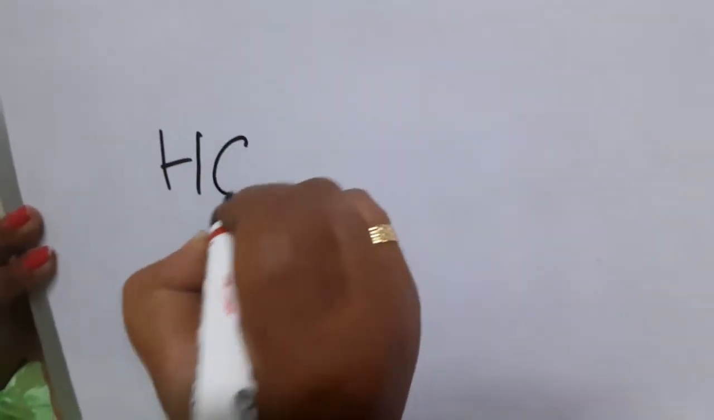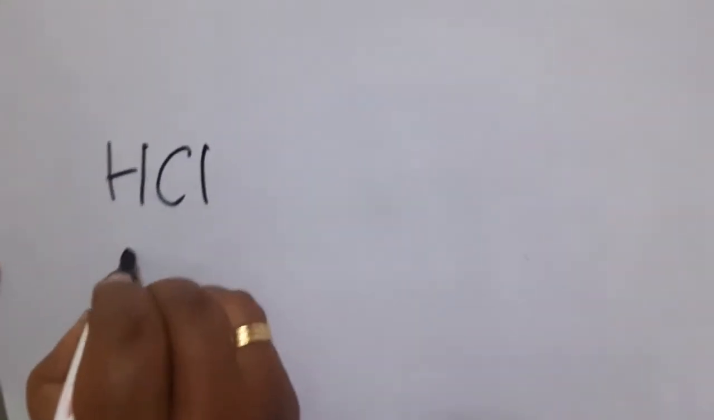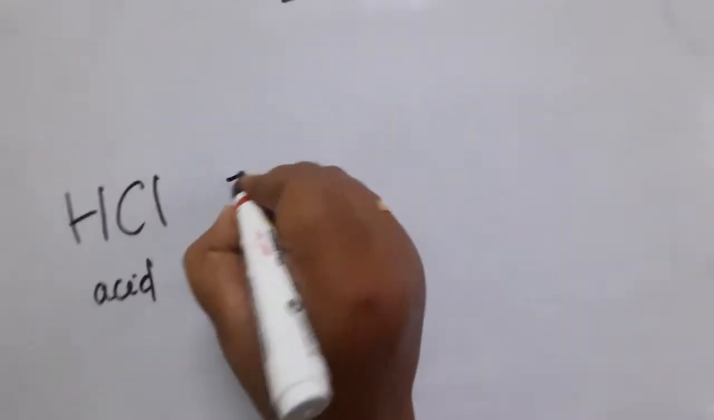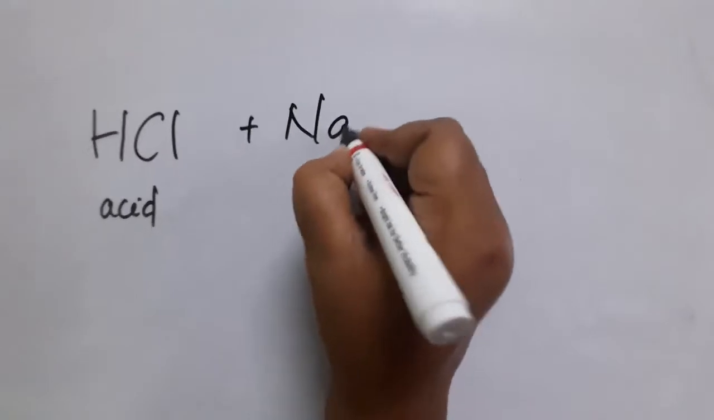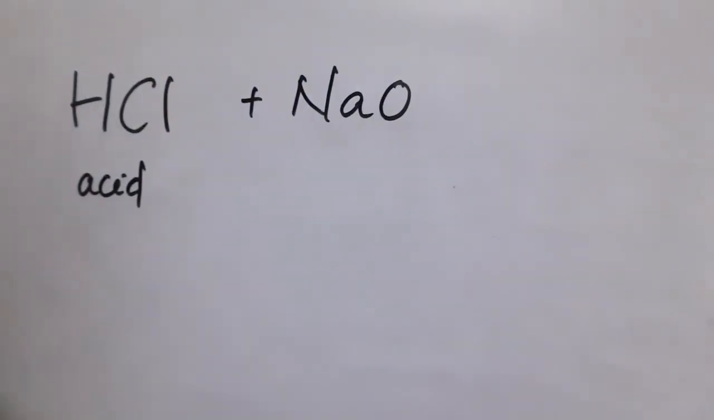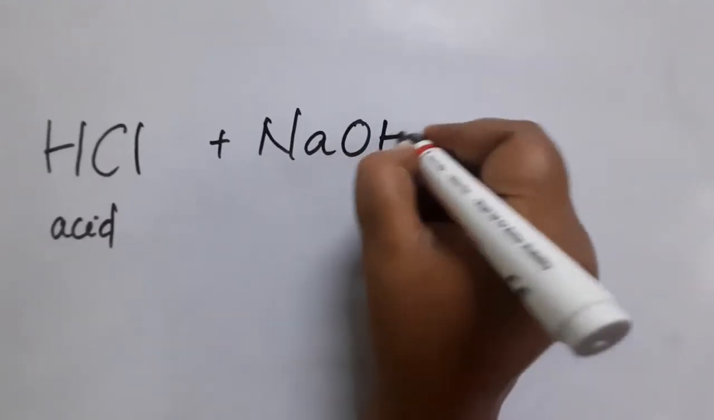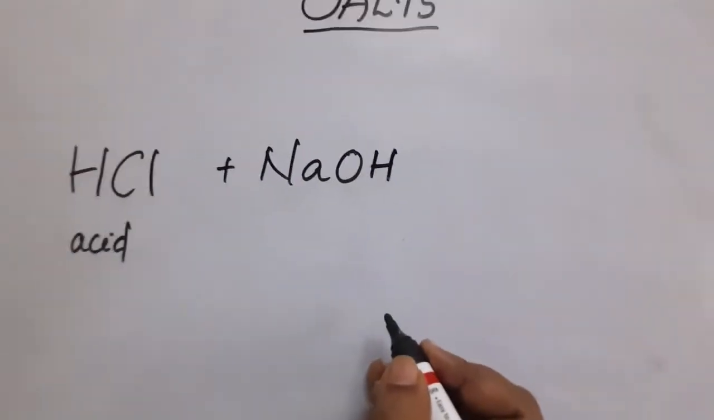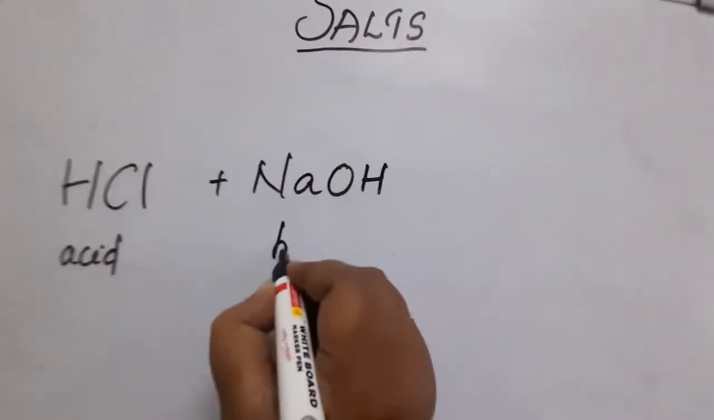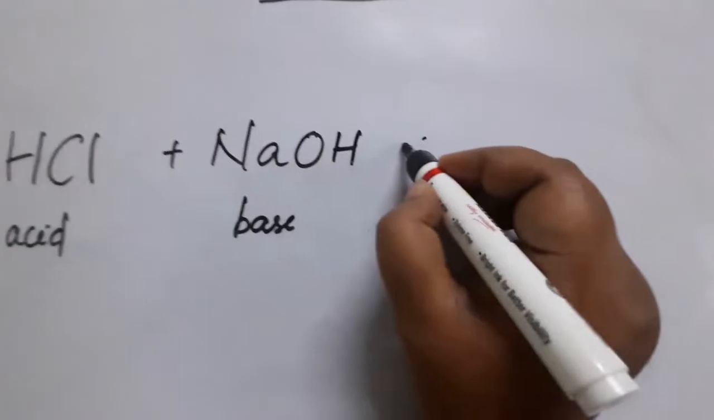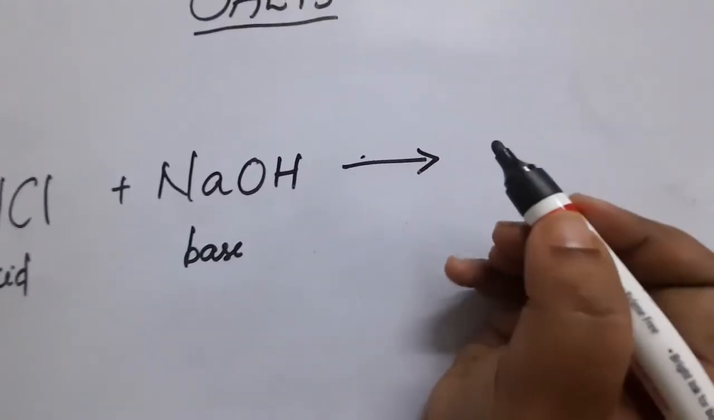Here I am taking HCl. This is an acid. I am taking NaOH. This is a base. So I am going to find out what are the products which are obtained.